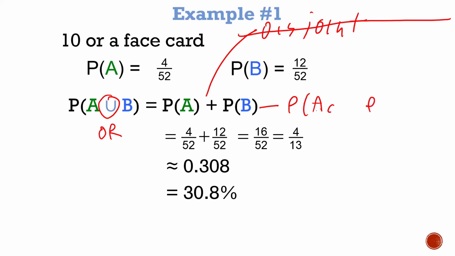To include the intersection. But it doesn't really matter here, because what is the probability? Remember, it's one card. What's the probability of drawing a card that is both a face card and a 10? This is the easiest question you're going to get. It's 0, right? It can't be a face card and a 10. So you can include the 0 in the formula.